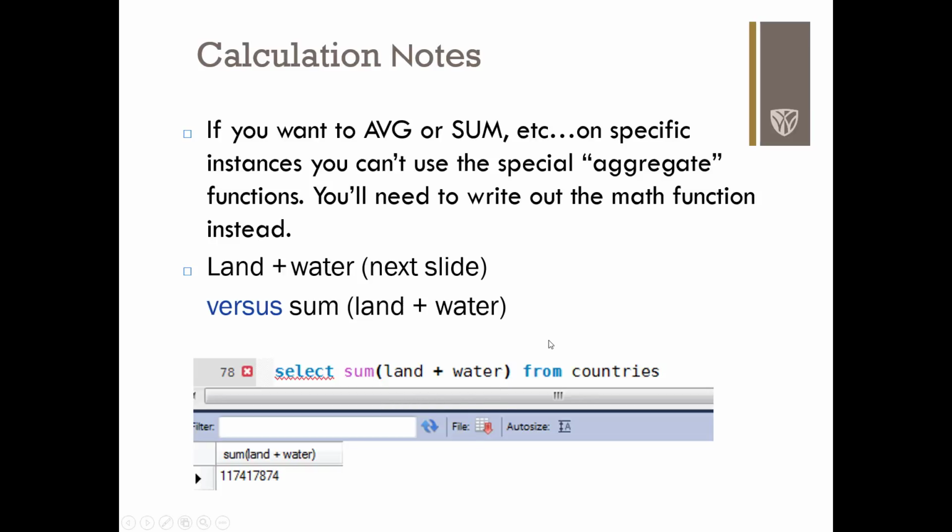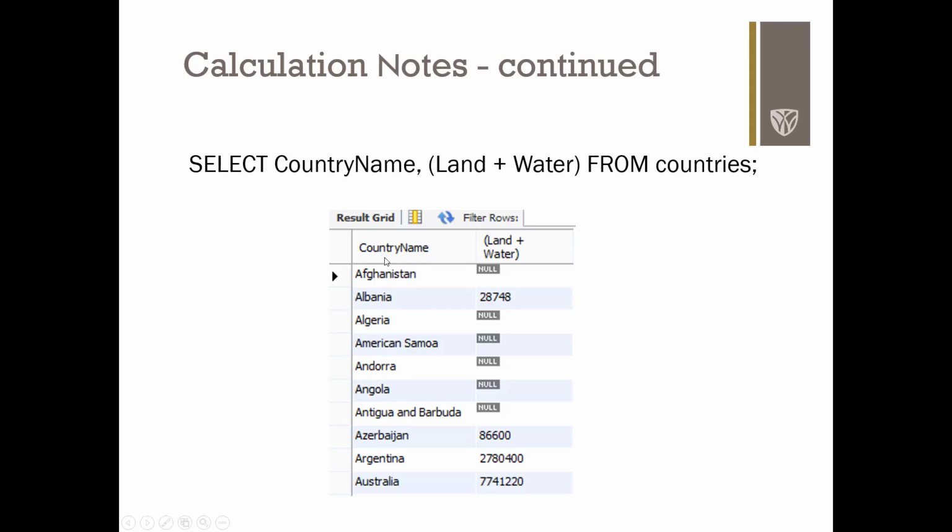Now, if we're just interested in the sum of land plus water for each country, this isn't going to give it for us. Instead, we would have to select the country name and then land plus water without using the sum function. When I run this query, what I get is country name and then land plus water. And you can see that this is what we're asking for, which is the total land mass plus whatever water mass we've got listed for that country.